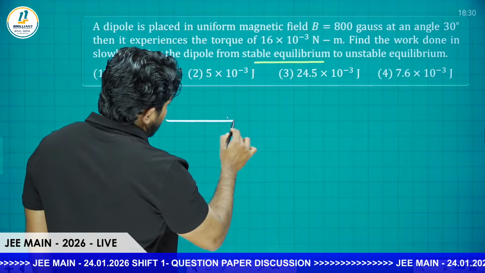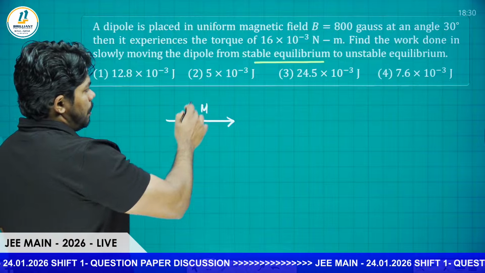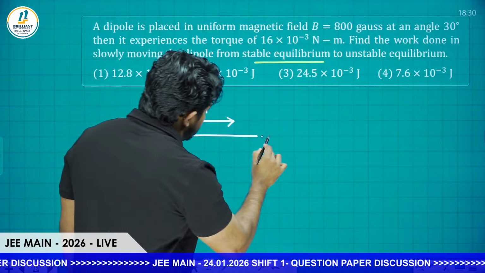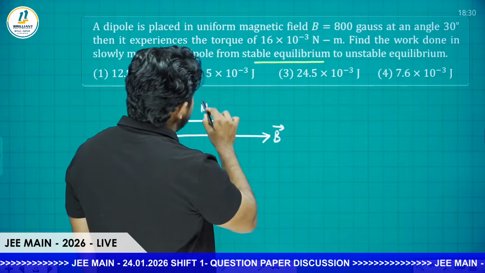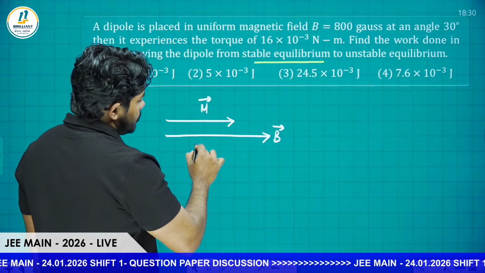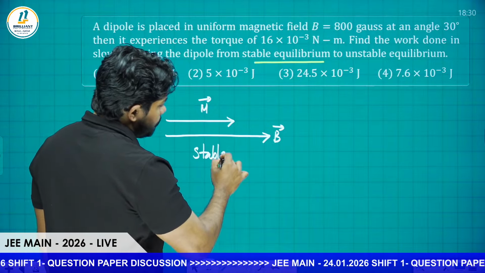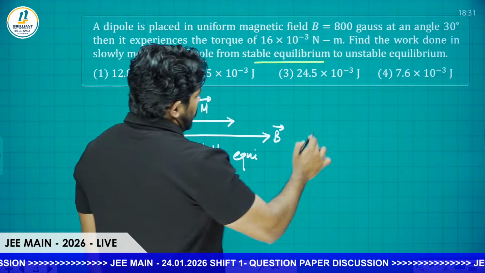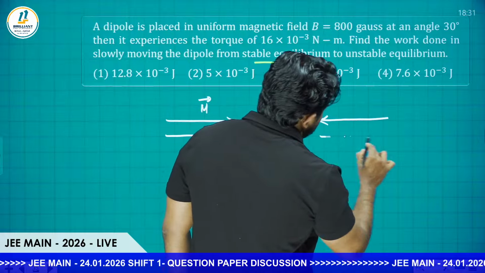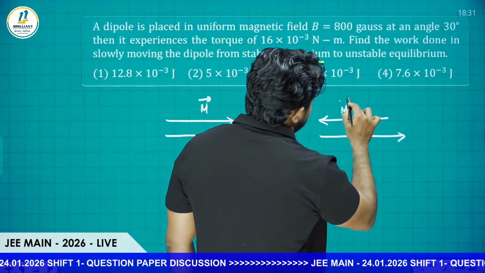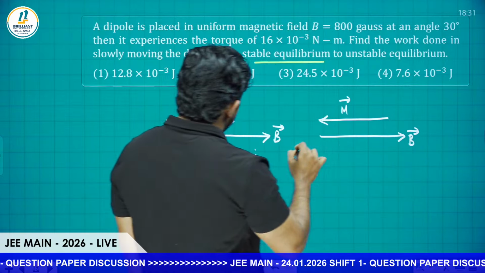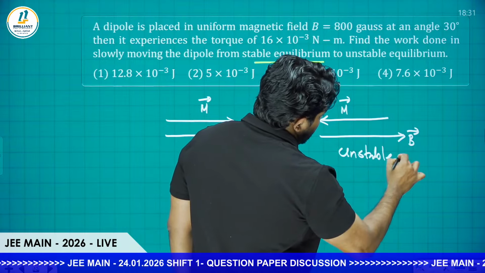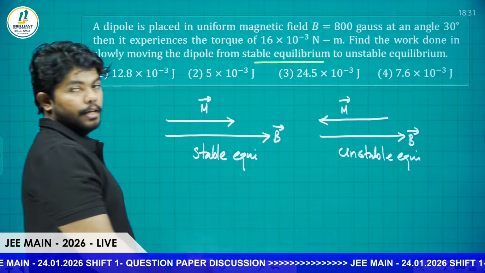Suppose there is a magnetic dipole with magnetic dipole moment M, okay? So that dipole is aligned with the field. This is called the stable equilibrium. This is the minimum energy situation for the dipole, that is called stable equilibrium. Then if I am changing the orientation of the magnetic dipole moment with respect to the magnetic field, then the energy will be maximum, creating an unstable equilibrium, okay.